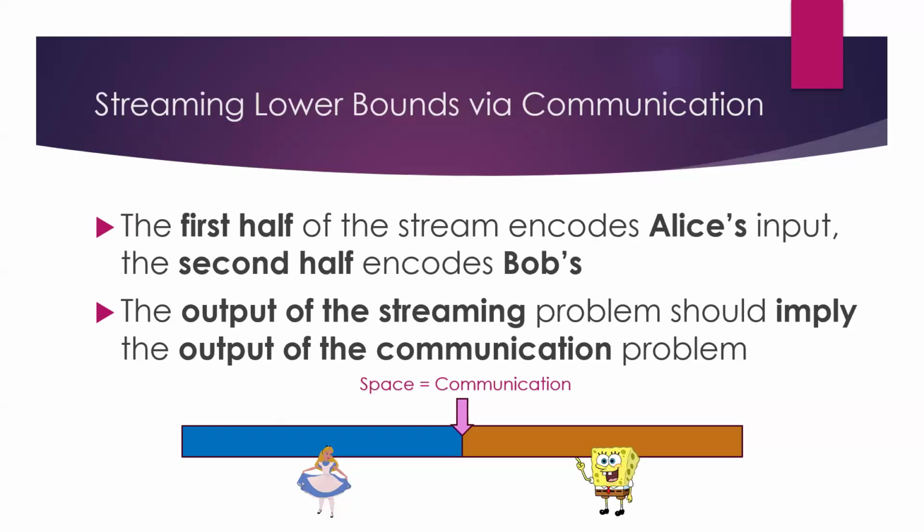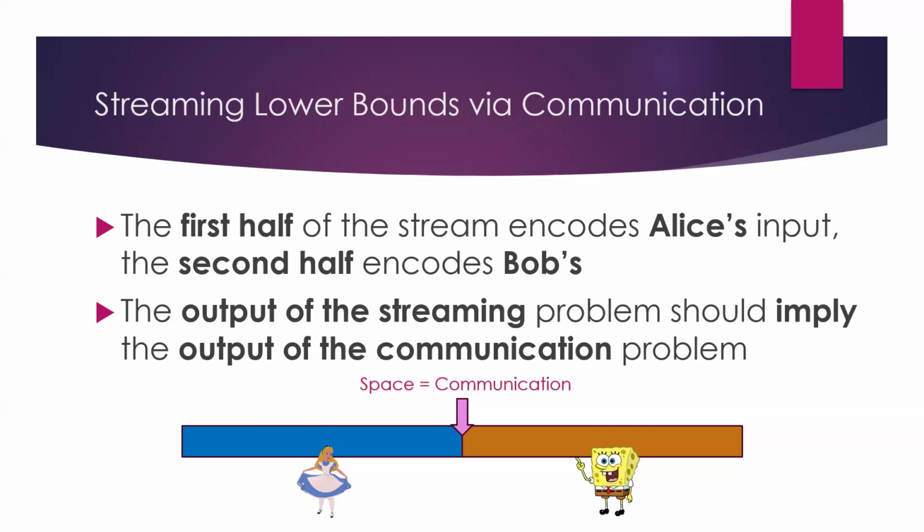And then when she reaches the middle of the stream, she can no longer continue running the streaming algorithm. Why? Because she doesn't have the rest of the stream. The rest of the stream is an encoding of Bob's input. So what would she do? She would want to somehow wrap up her own work and tell Bob, okay, this is your business now. You need to continue running the streaming algorithm on the input that you can construct. But what does she need to send to Bob for Bob to be able to continue running the streaming algorithm? Just the state, the memory of the streaming algorithm at this point.